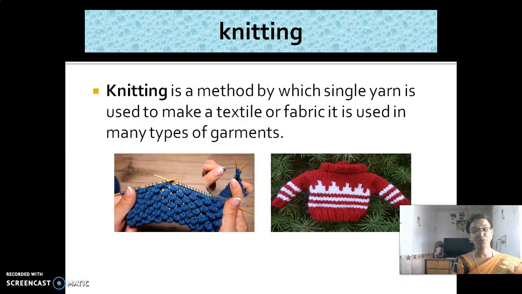And then what is the second process? Knitting. First we saw the weaving process. Now we are going to discuss knitting. Knitting is a method by which a single yarn is used. Listen children, in the process of weaving, two or more yarns or threads are used. In the knitting process, only a single yarn is used to make a textile or fabric.